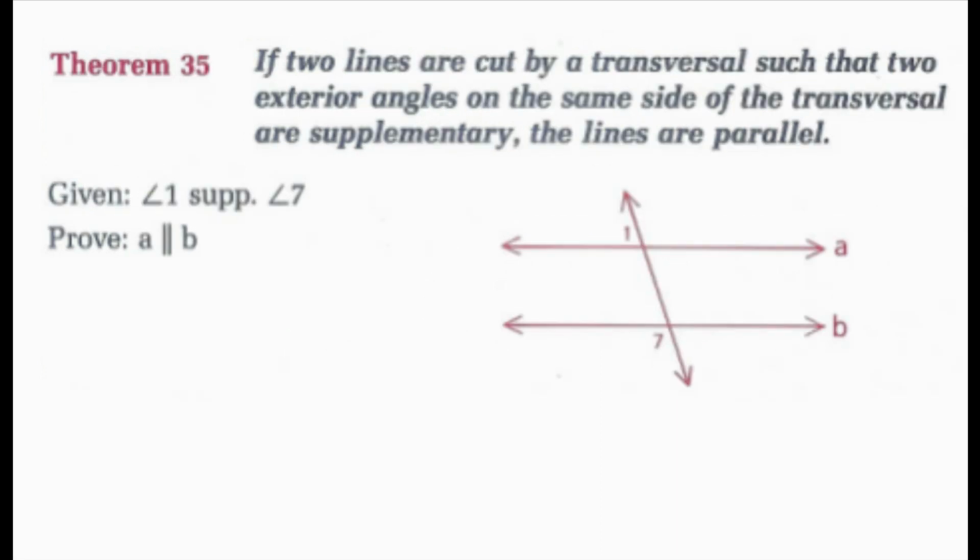Then if we have same side exterior angles supplementary, we would have parallel lines. So if two lines are cut by a transversal such that two exterior angles on the same side of the transversal are supplementary, then the lines are parallel. So in a proof, we could say if same side exterior angles supplementary, then parallel lines.